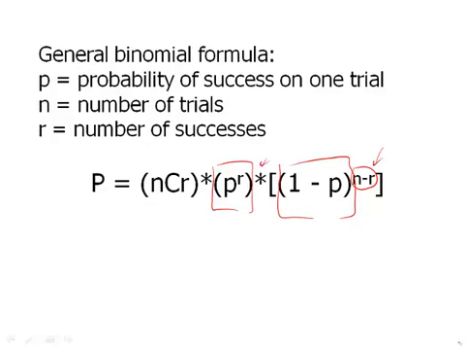And finally, we have to figure out how many different ways can those R successes be distributed among N trials. That's why we need the combination number. So I would strongly suggest that you don't blindly memorize this formula, but you actually think through the logic and understand why it has this form. That will give you the most success with it.